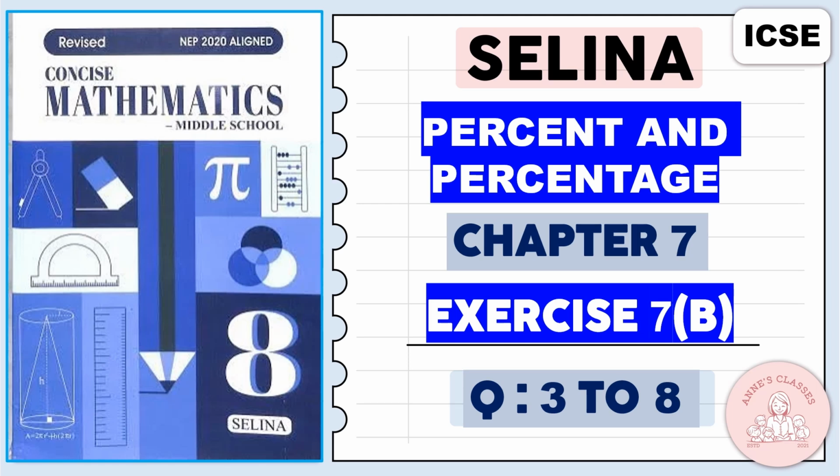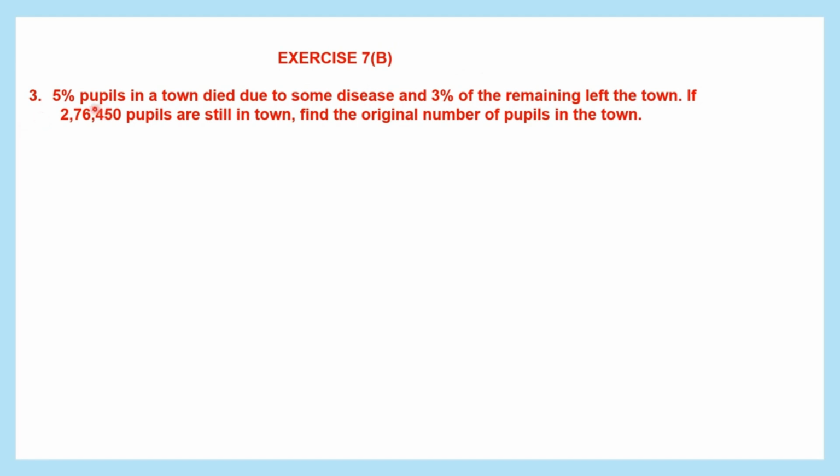Let's do percent and percentage chapter 7, exercise 7b. Question 3. 5% of pupils in a town died due to some disease and 3% of the remaining left the town. If 2,76,450 pupils are still in town, find the original number of pupils in the town. So we have to go through this very carefully.